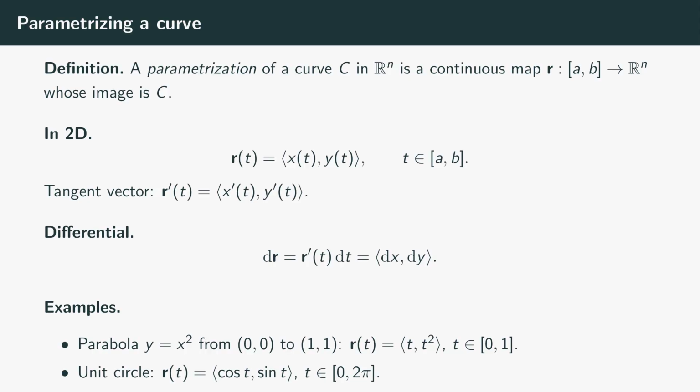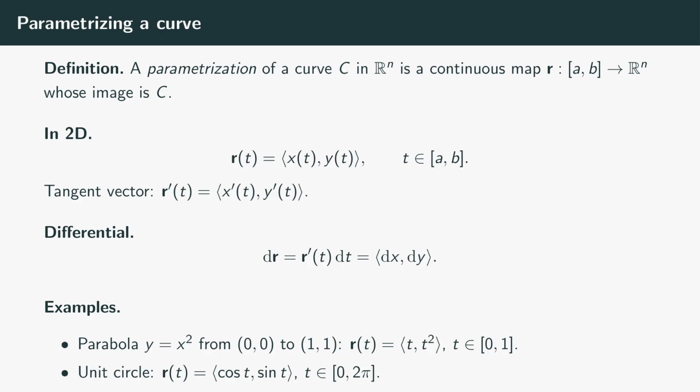Before we integrate, we have to give the curve C a parametric description. Geometrically, a curve is just a set of points. Analytically, we need a function that traces it out. A parametrization is a continuous map r from an interval a to b into n-dimensional space whose image is C. In 2 dimensions, r of t equals the vector x of t, y of t. At time t, you are at the point x of t, y of t. The tangent vector is the component-wise derivative. r prime of t equals the vector x prime of t, y prime of t, pointing in the direction of motion. The differential, dr equals r prime of t dt, packages a tiny step along the curve.